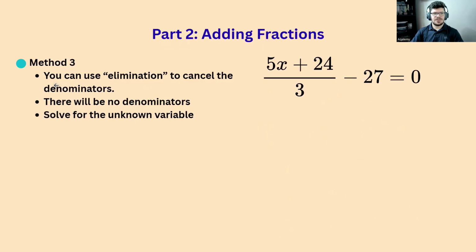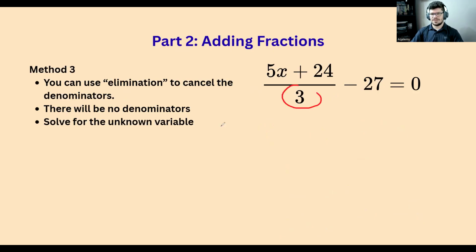Let's look at method 3, which I call elimination. The idea of elimination is to actually get rid of this denominator. The setup is very convenient for method 3. So let's see what we can do. Once we get rid of the denominator using elimination, there will be no denominator, meaning that whatever is remaining will be the linear equation itself.